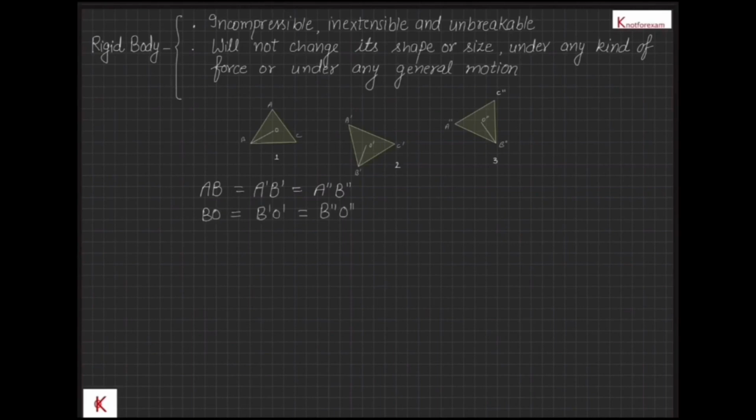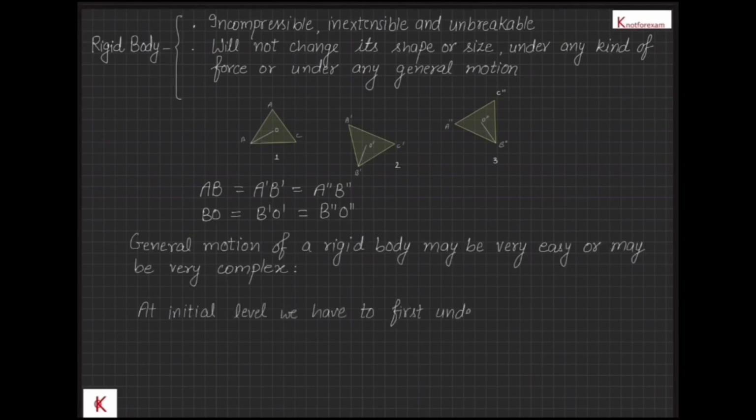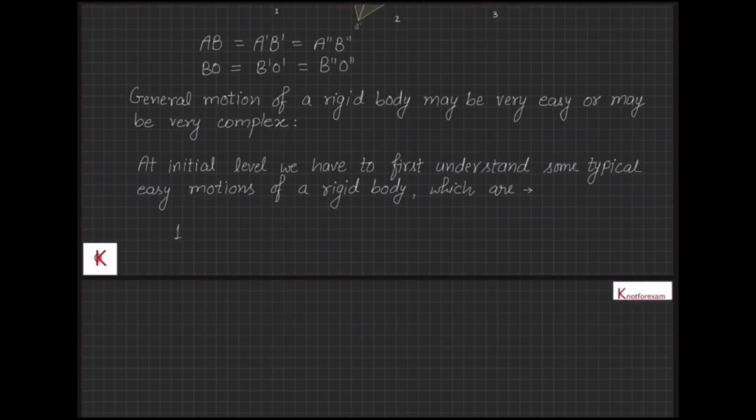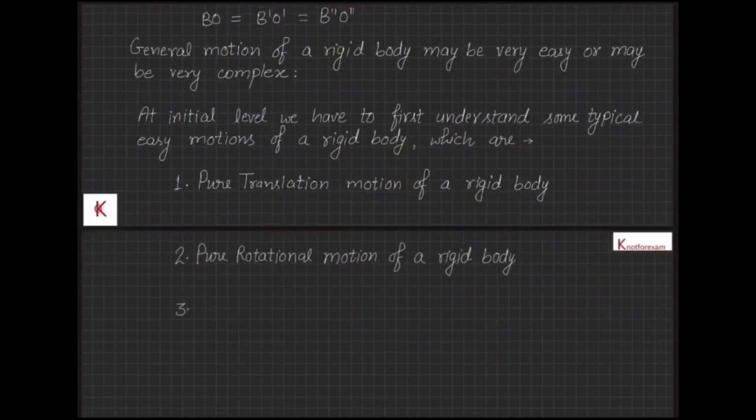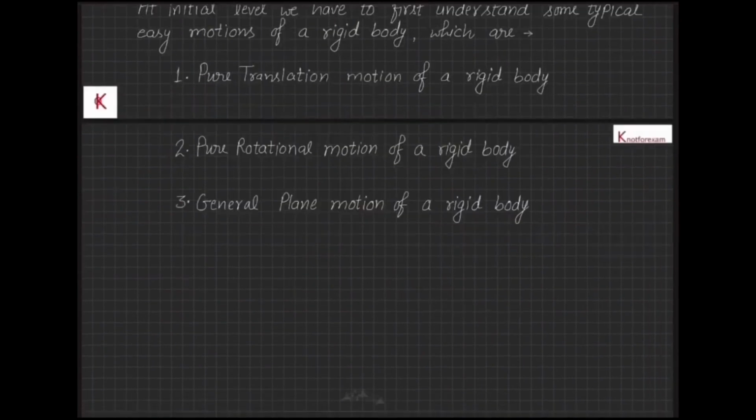Also, if you imagine general motion of a rigid body, then you will be convinced that general motion of a rigid body may be very easy or may be very complex. Therefore, it is prudent that at initial level, we have to first understand some typical easy motions of a rigid body, which are pure translation motion of a rigid body, pure rotational motion of a rigid body, and general plane motion of a rigid body. Let's first talk about pure translation motion of a rigid body.